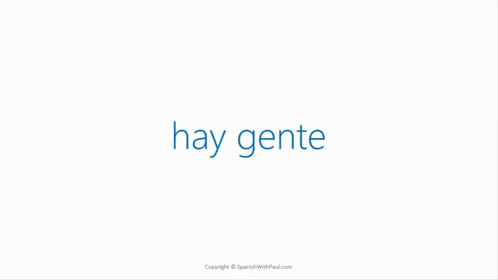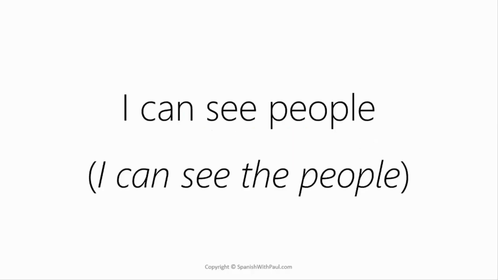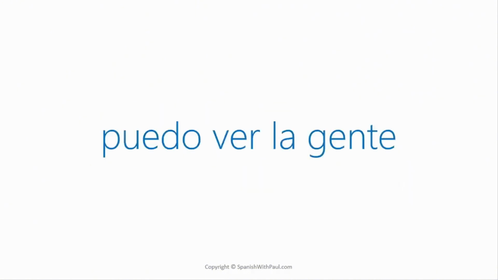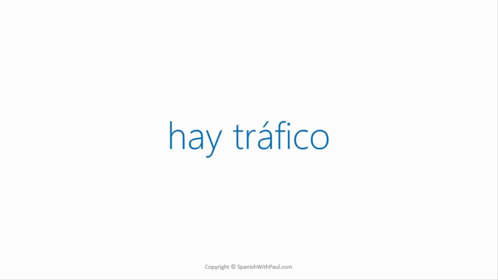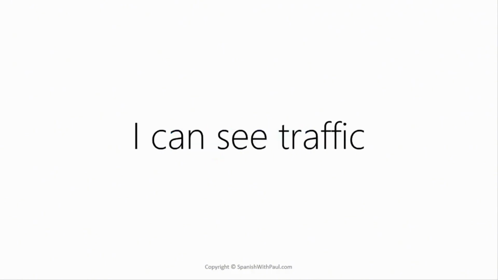How would you say there are people? Hay gente. If we wanted to say I can see people, in Spanish they would normally say I can see the people. It's more natural to say it that way. So how would you say I can see people? Puedo ver la gente. It's important to remember that gente is a feminine word, so it would be la gente. How would you say there is traffic? Hay tráfico. I can see traffic.